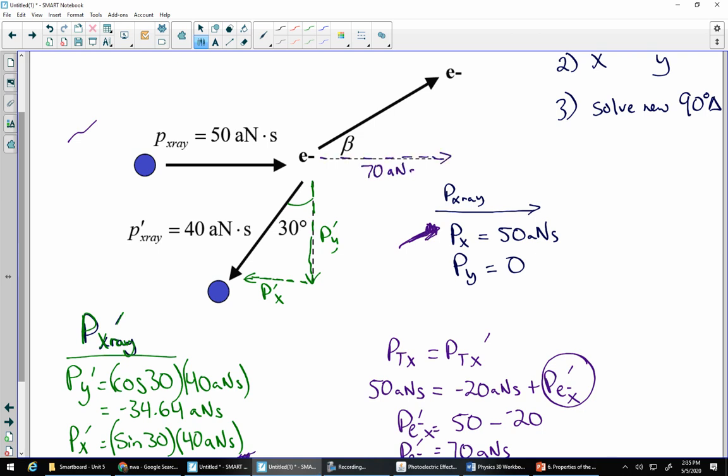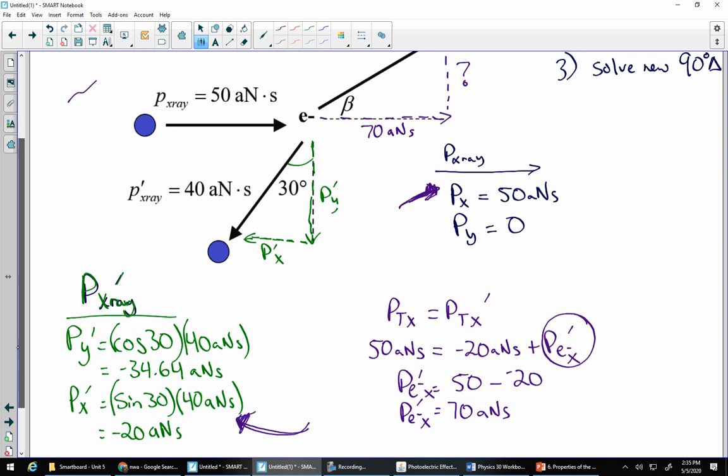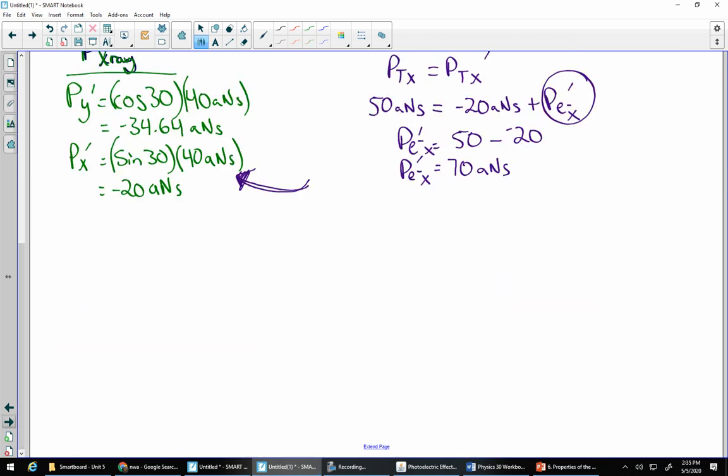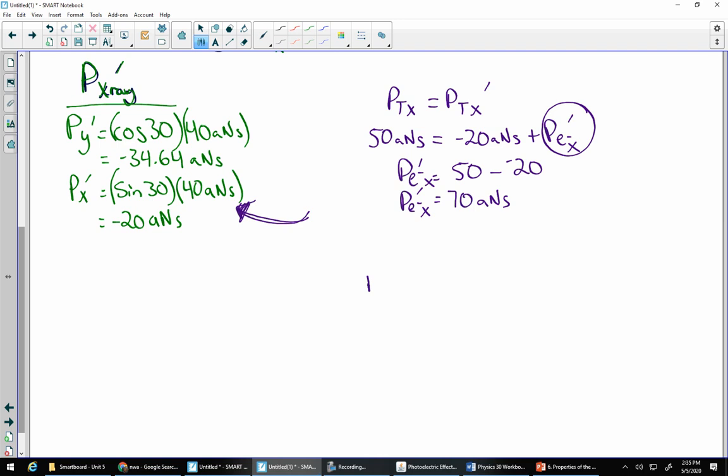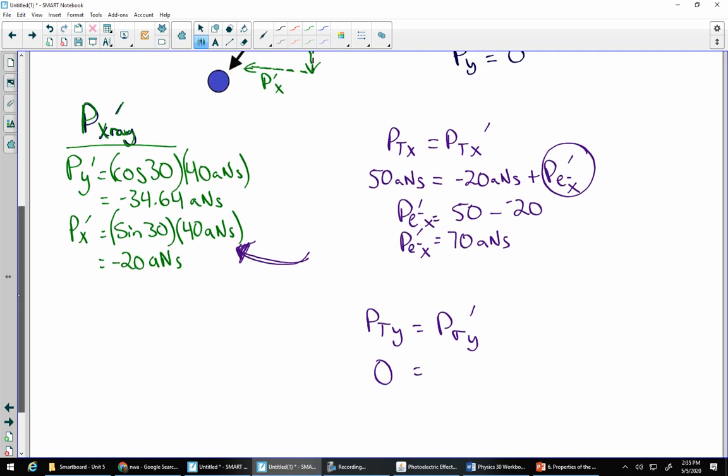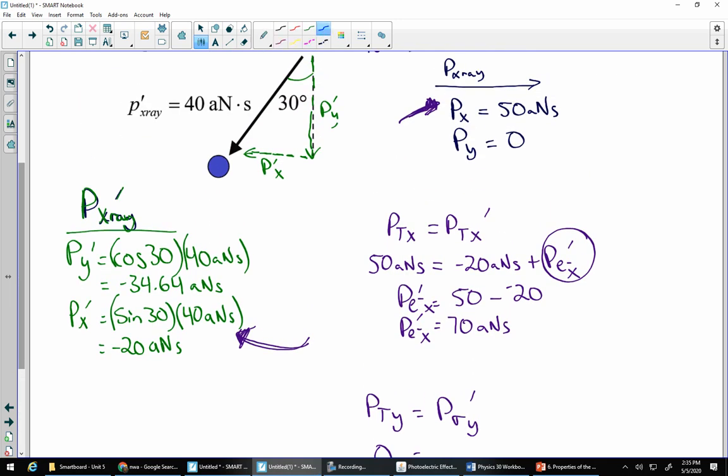70 atto-Newton seconds. Cool. If I want to figure out that angle beta, all I need to do is figure out that. So let's go ahead and solve for that. So I'm going to be looking at my conservation of momentum in the Y component now. So PTY before is equal to PTY after. Beforehand, I have nothing in the Y component because look at what I got up here. Where is it? I'll highlight it in blue. Before, the only thing I got is the X-ray from before, and I've got nothing in my Y component. So that's cool. That's fairly easy.